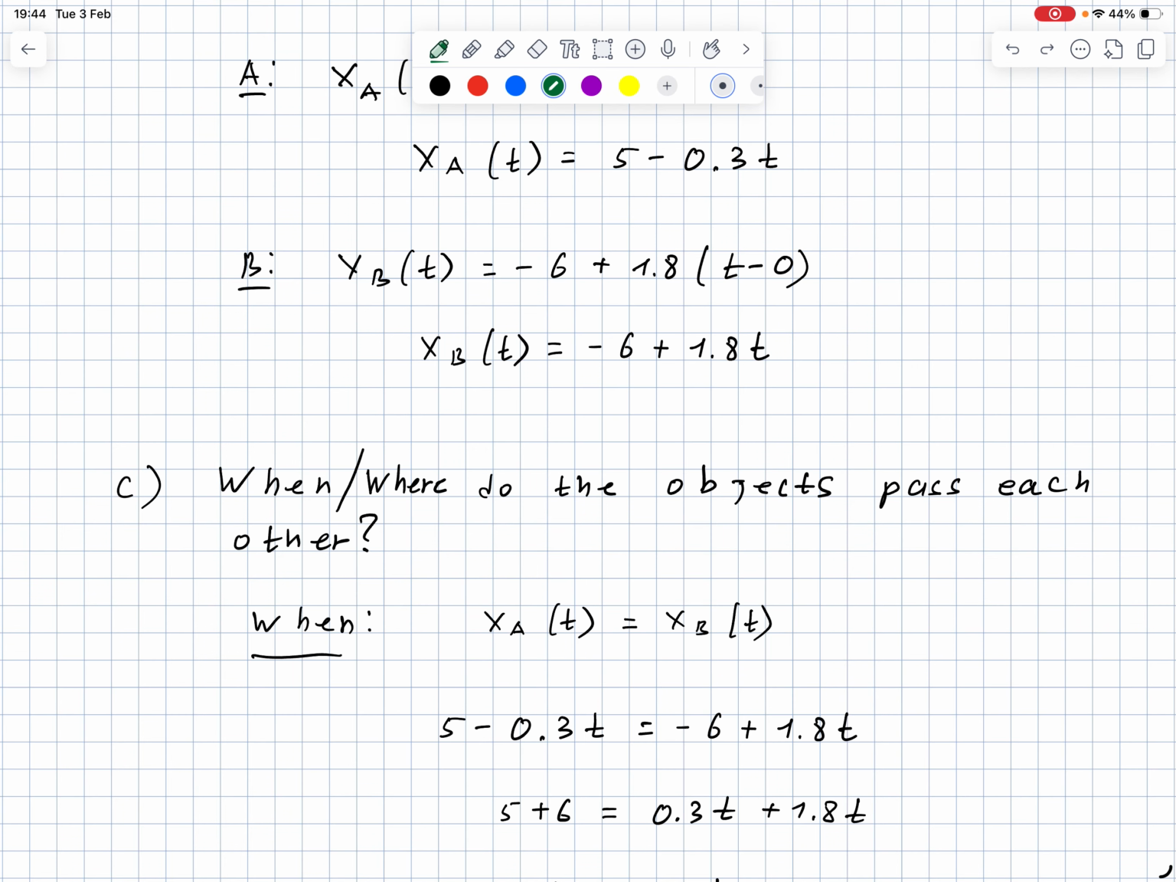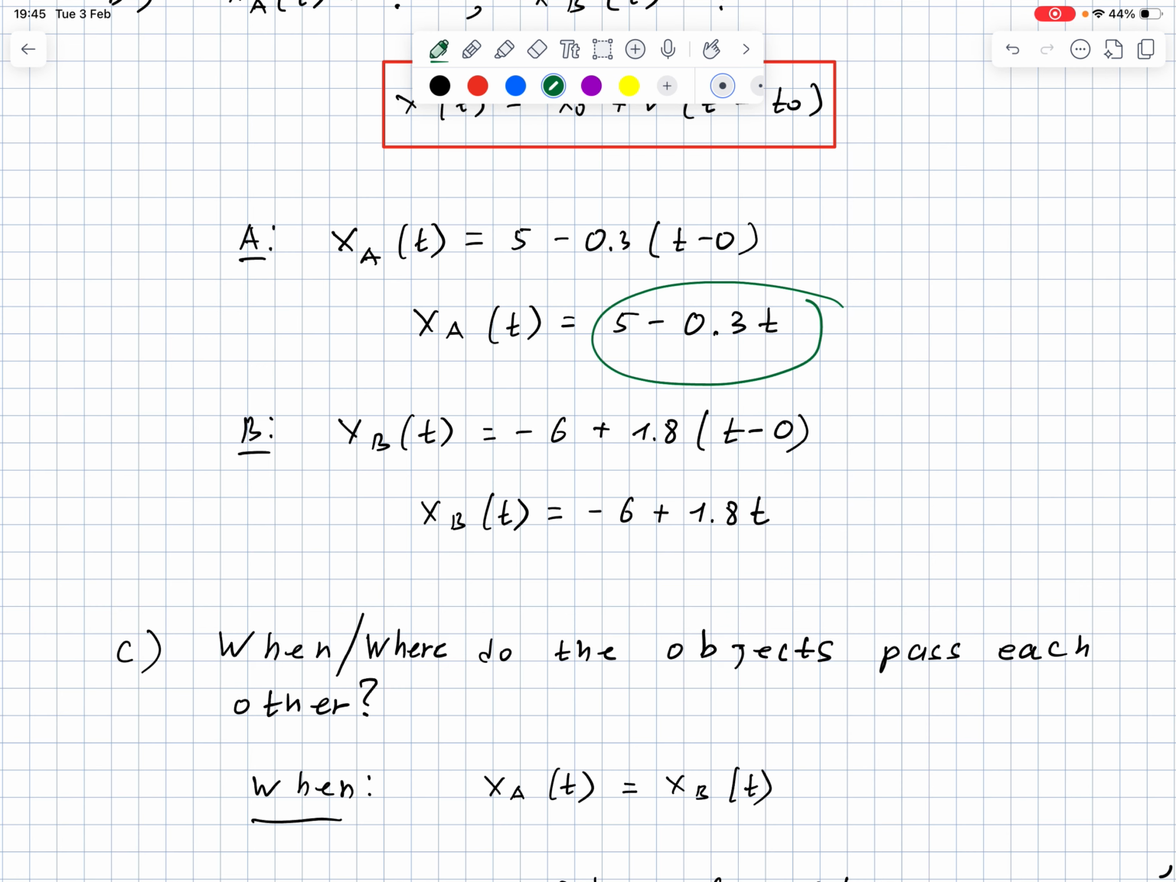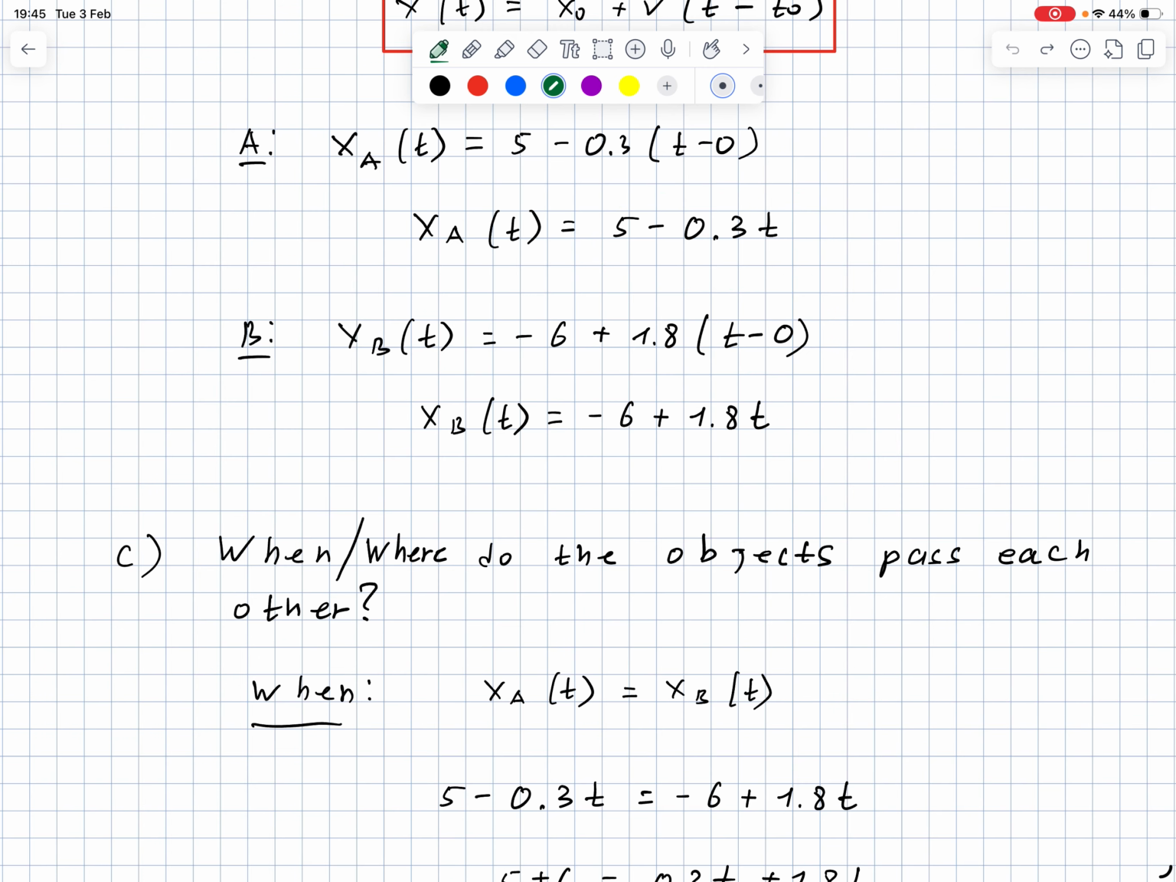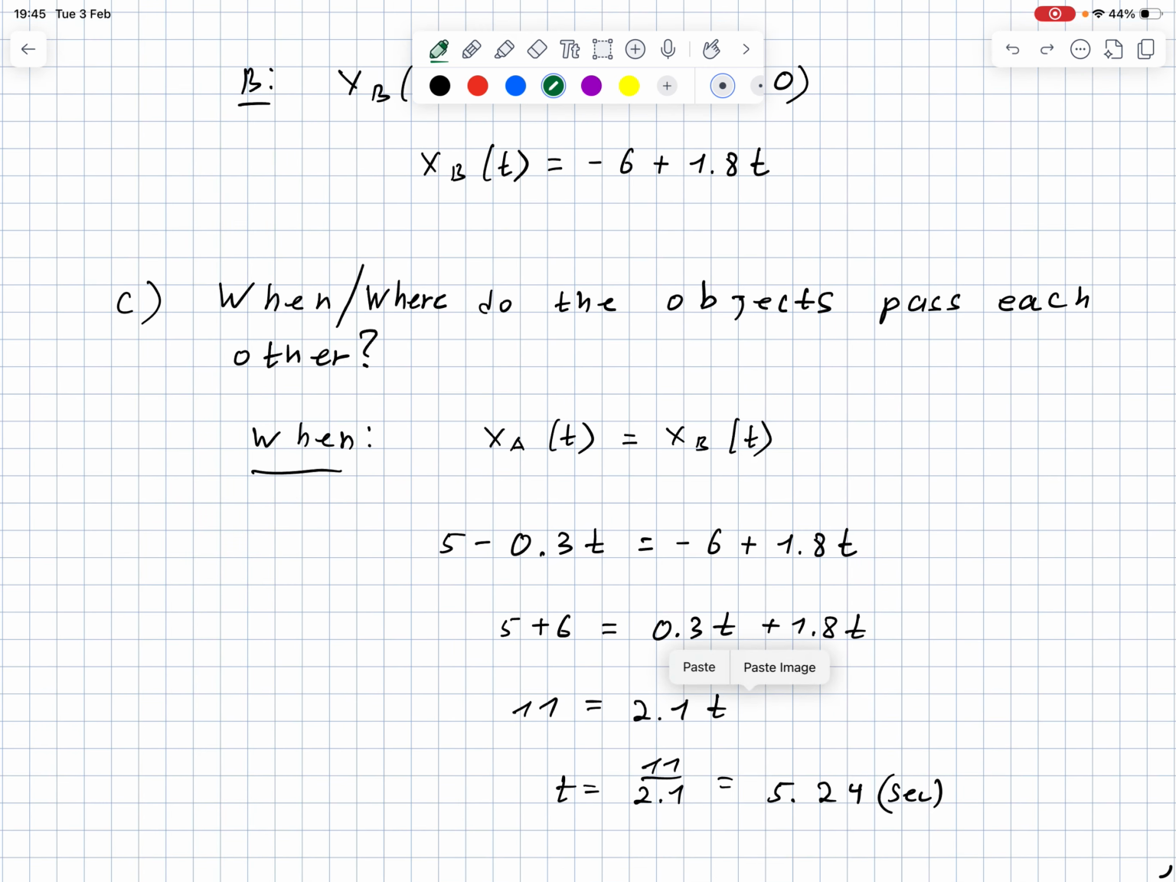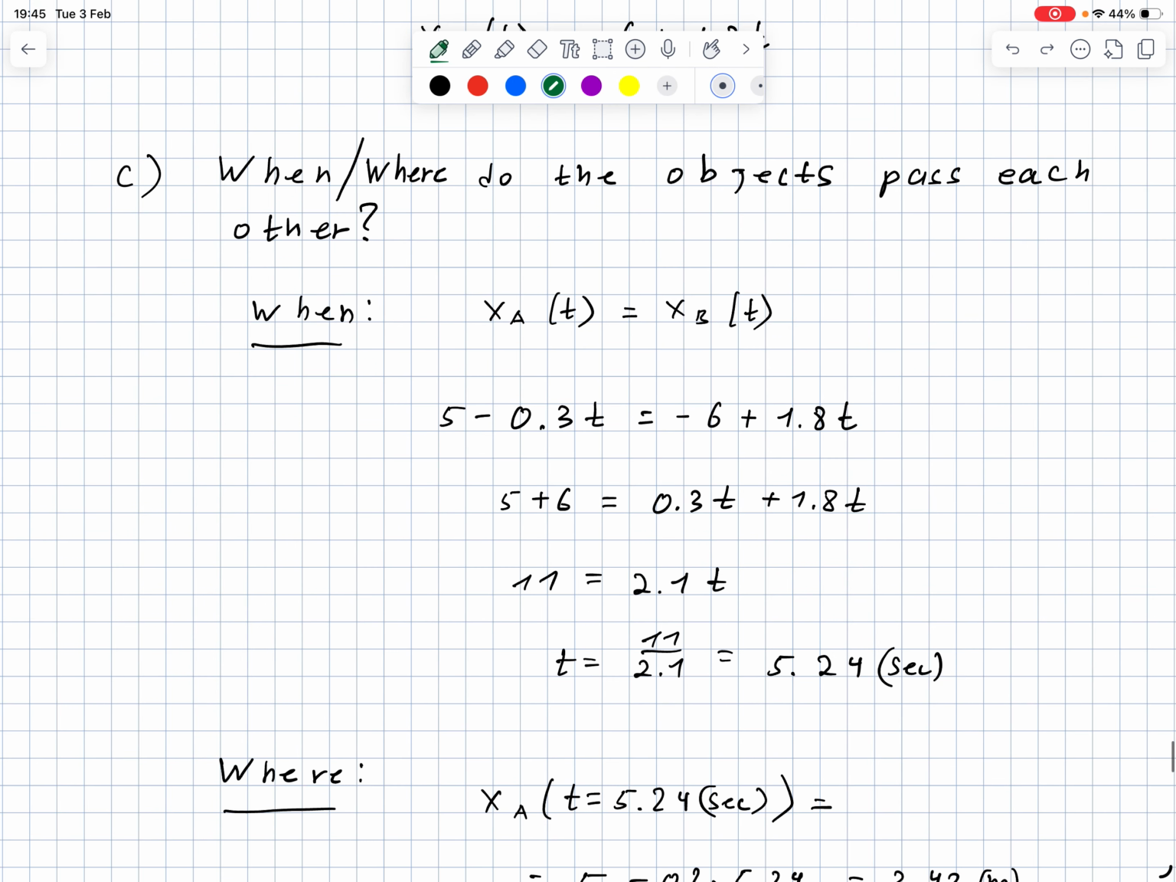Now we know that the expression for the position of object A is given by this expression, and B by this expression. Now we can substitute, instead of xa we can write these terms, and also for object B. There are a few simple steps to isolate finally t, and then we divide by 2.1, and we get that when is actually 5.245 seconds, which means at this time they will be passing each other.